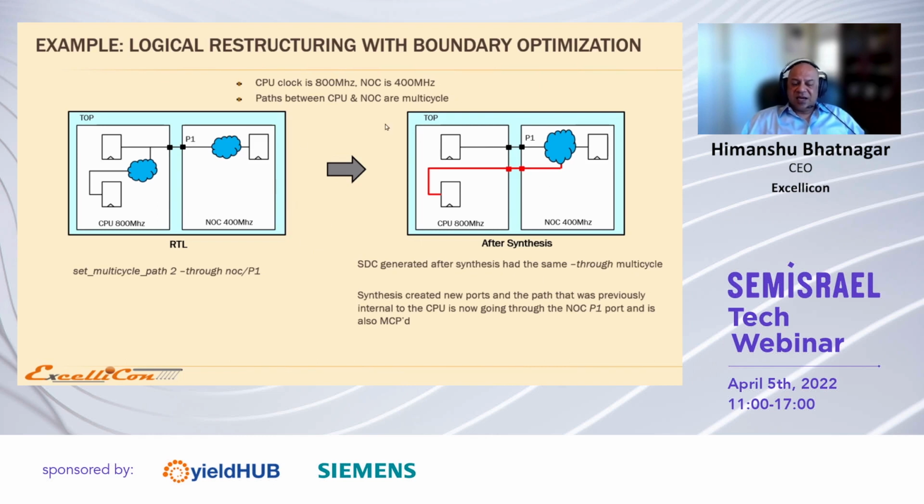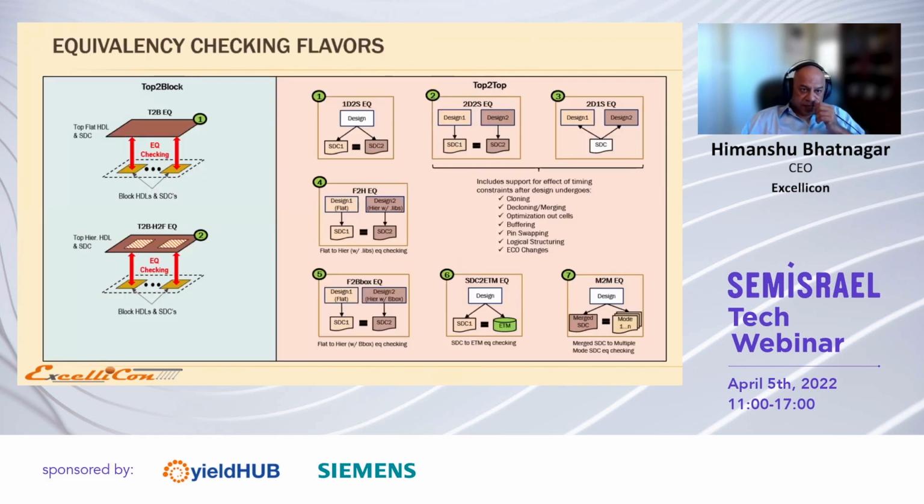So these are the kind of issues which happen because of the optimization, cloning, decloning, all that sort of thing. You cannot assume that the original SDC is still valid. You need to ensure that it's equivalent to the new one. So this is where we introduce the equivalency checking flavors.